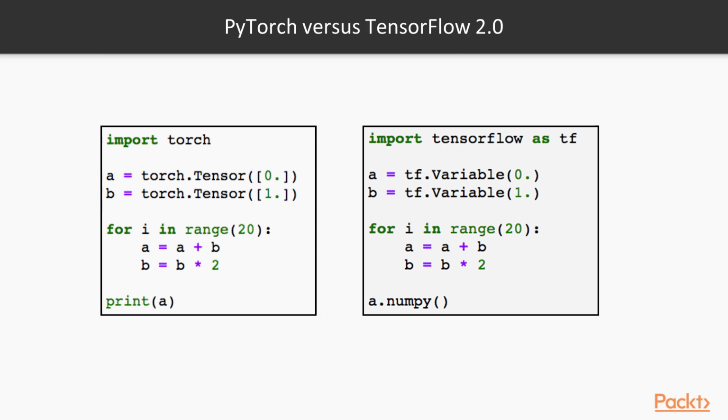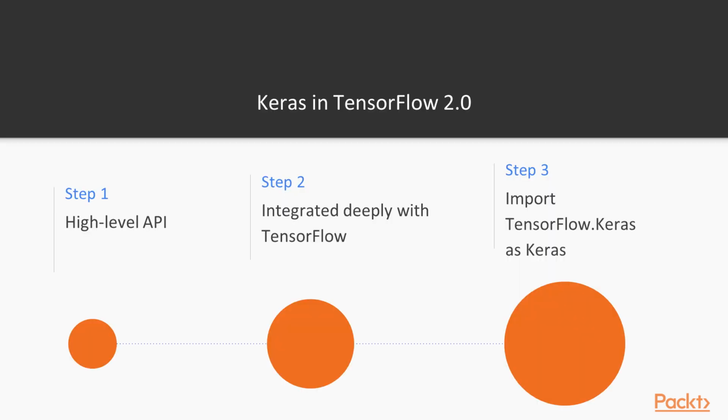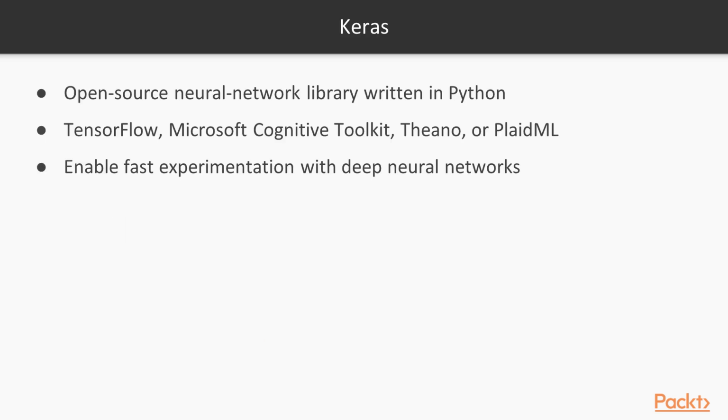TensorFlow 2.0 also comes with a higher level API called Keras. Keras is a higher level API integrated deeply with TensorFlow, and you can access all the functions of Keras by simply importing Keras from TensorFlow. Keras is an open source neural network library written in Python. It can run on top of TensorFlow, Microsoft Cognitive Toolkit, and Theano. Designed to enable fast experimentation with deep neural networks, it focuses on being user-friendly, modular, and extensible.